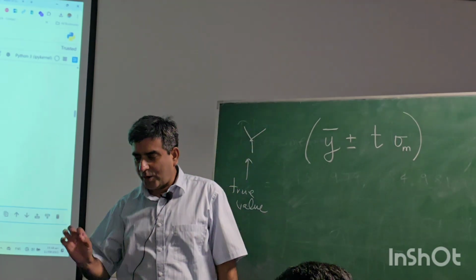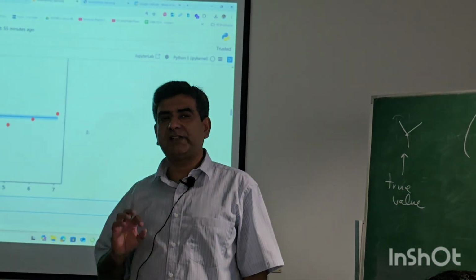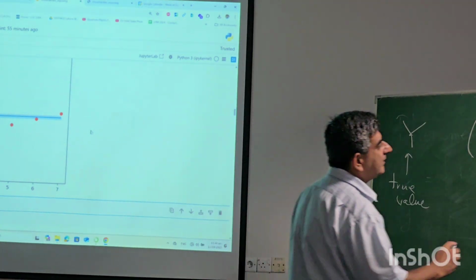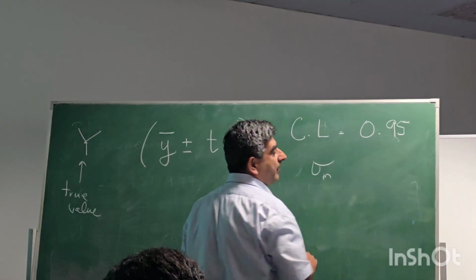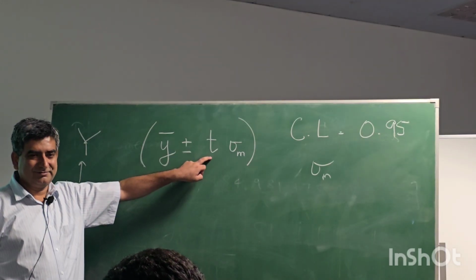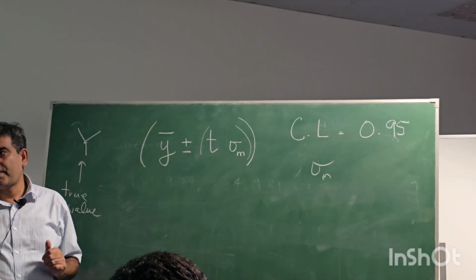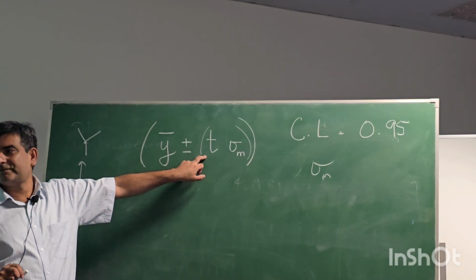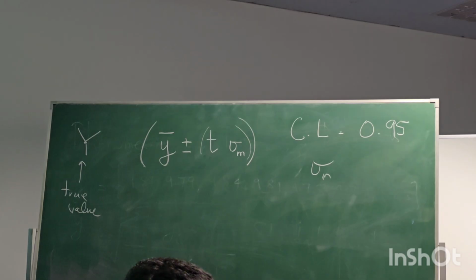Suppose I want my mean to be a representative of the true value and I want to have a 95% confidence level. So my confidence level that I need is 95%. For this confidence level, I need a certain value of t. So this is the band that I want, above and below the mean. Now this t depends upon the confidence level that I need and the number of data points that I have. Okay? So where does this t come from?